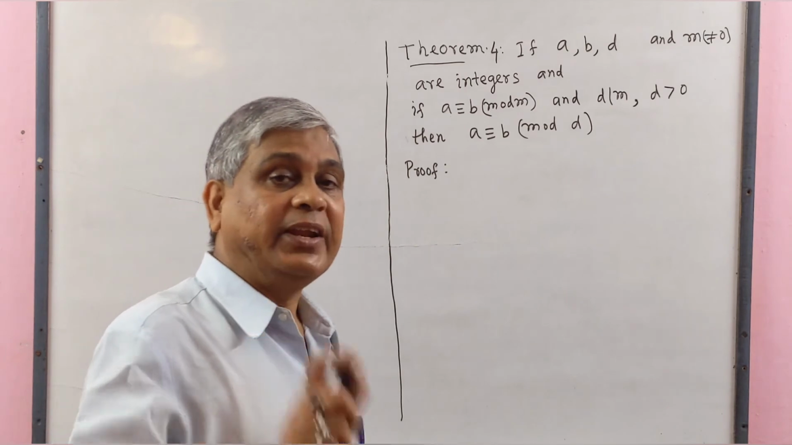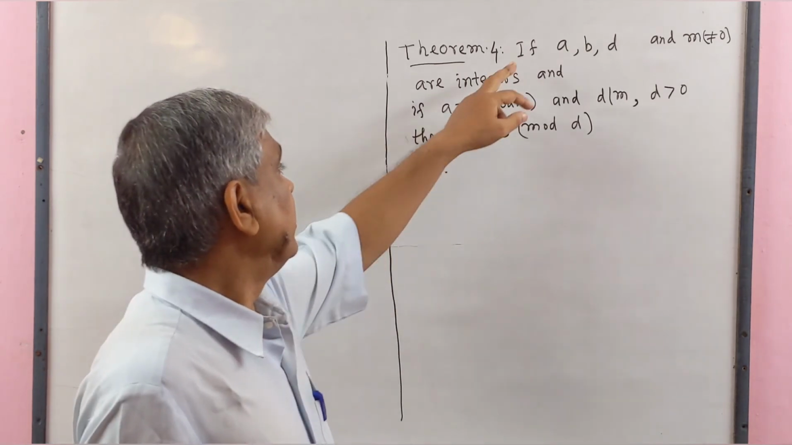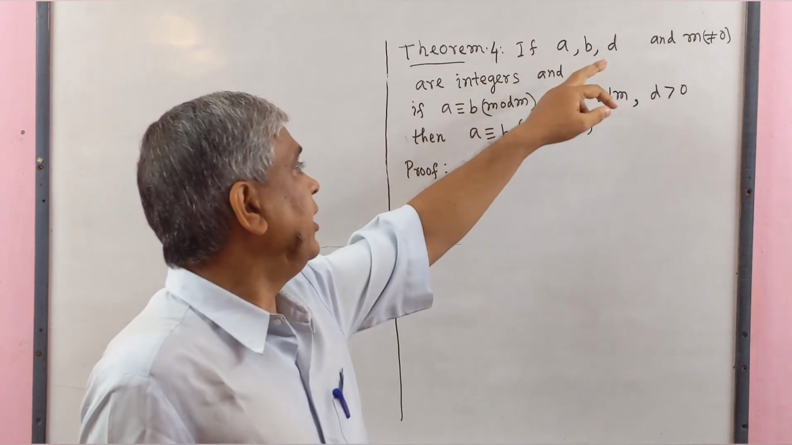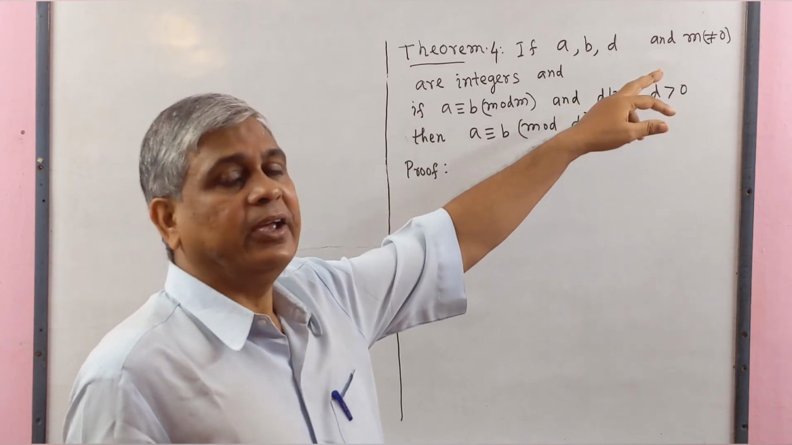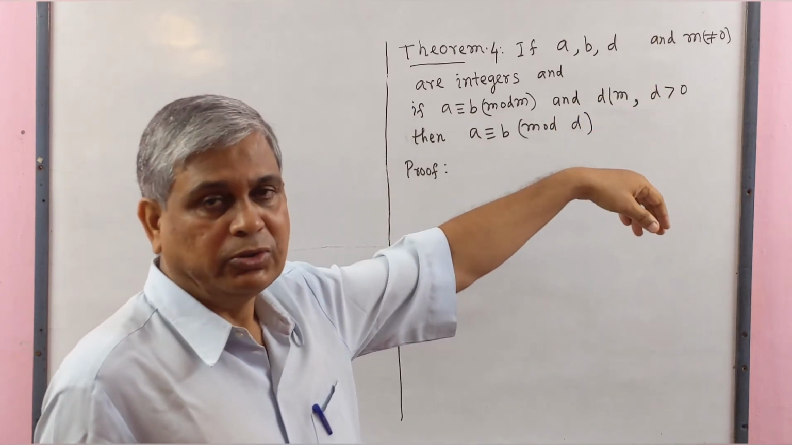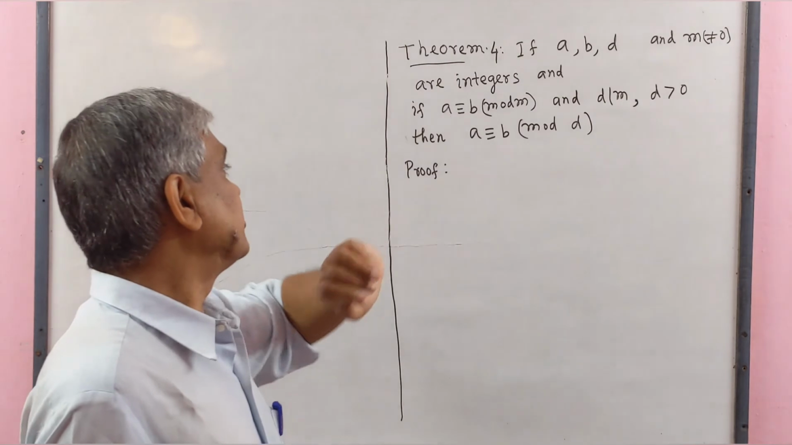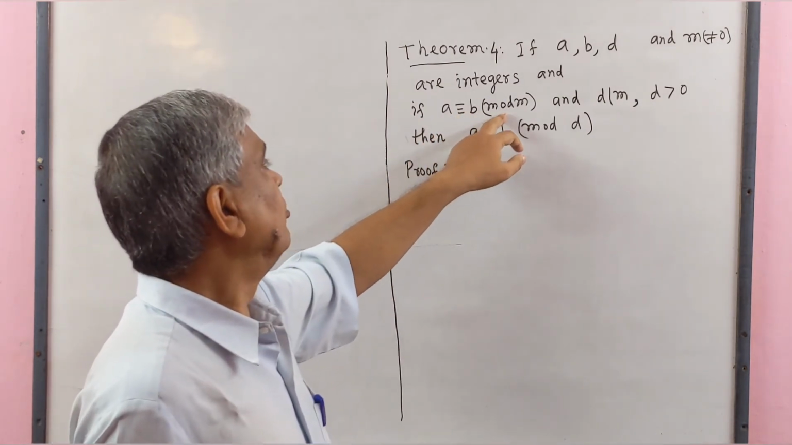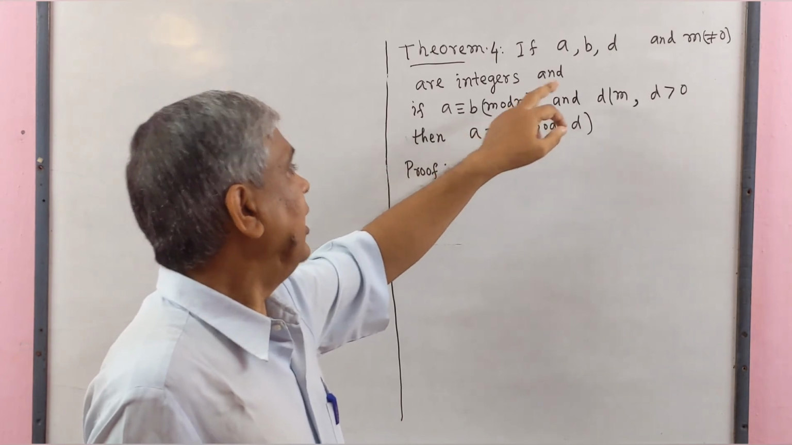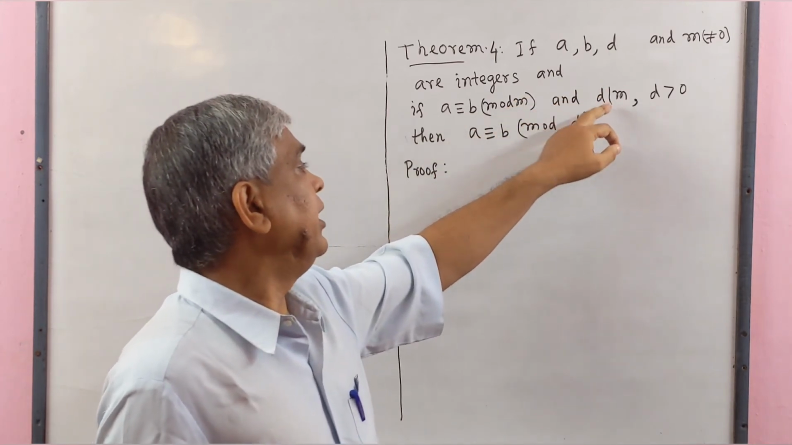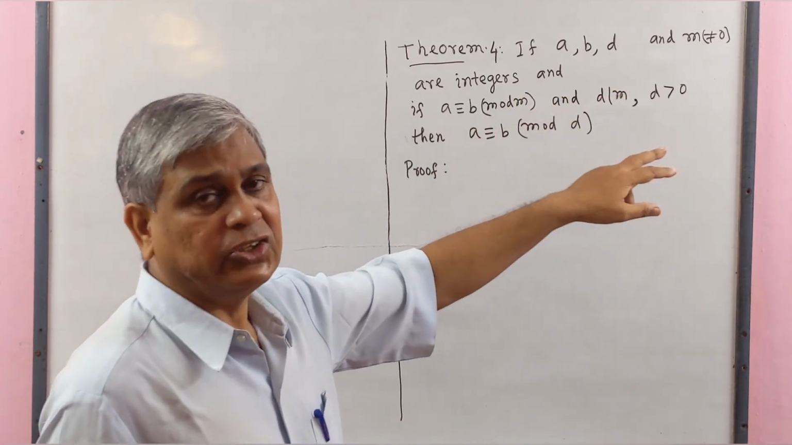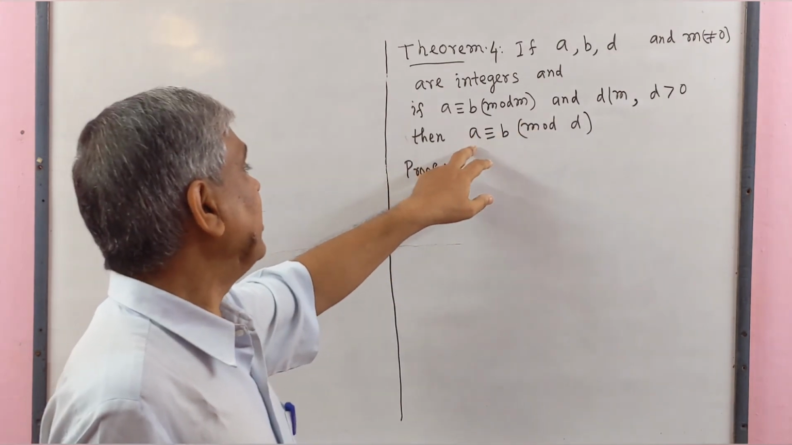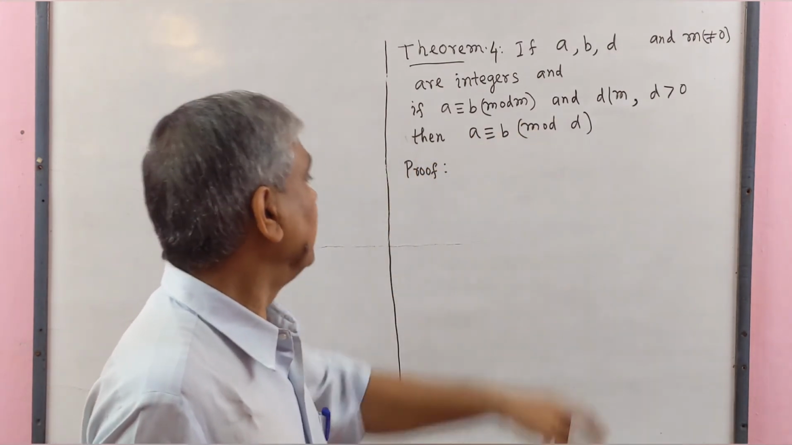Now we prove the next theorem. If a, b, d and m not equal to 0 are integers, and if a is congruent to b modulo m and d divides m, d greater than 0, then a is congruent to b modulo d.